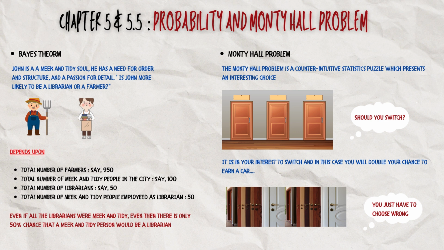That is, in the previous case, there was a 33% chance that in the first instance you would have chosen a gate which had a car behind it. That means when you make that switch, you increase your chances from 33 to 66%. That means the trick is to choose the wrong door in the first instance, because by doing that, you'll force the host to reveal all the doors which had goats, and the remaining door will always have a car behind it. So I think this is chapter 5 and 5.5 for you.